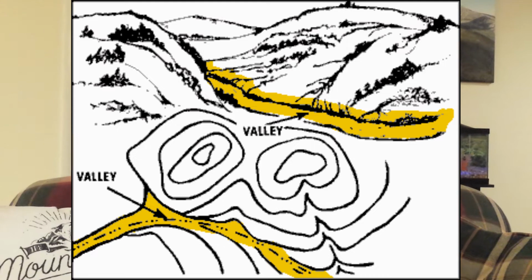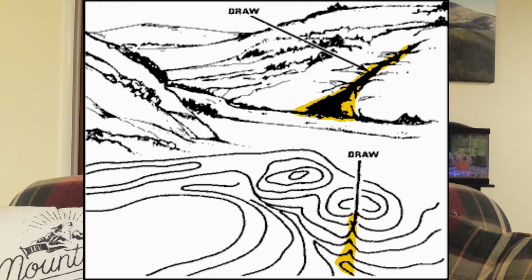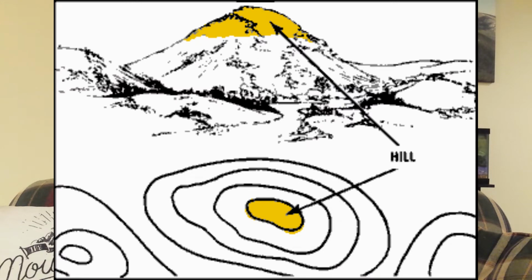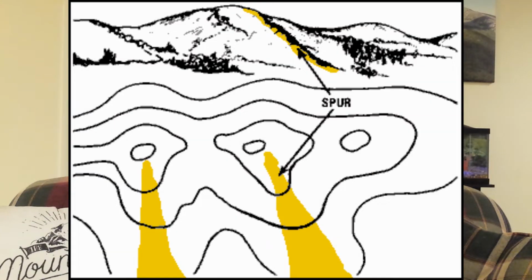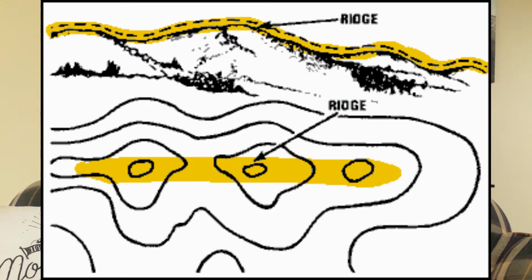So here's a valley, for instance. You can see what it looks like on the map, and here's what it will look like to your human eye. Now here's a draw. Now here's a hill. Now here's a saddle. Here's a spur, and here's a ridge. Now if you're hiking and someone tells you to go through the valley, over the hill, towards the draw, and end up at the spur, you'll kind of know what they're talking about.